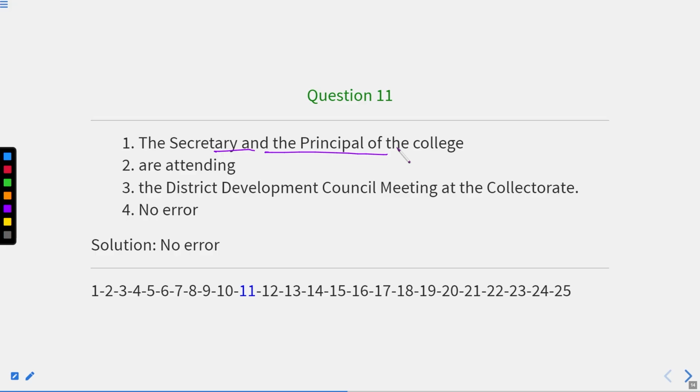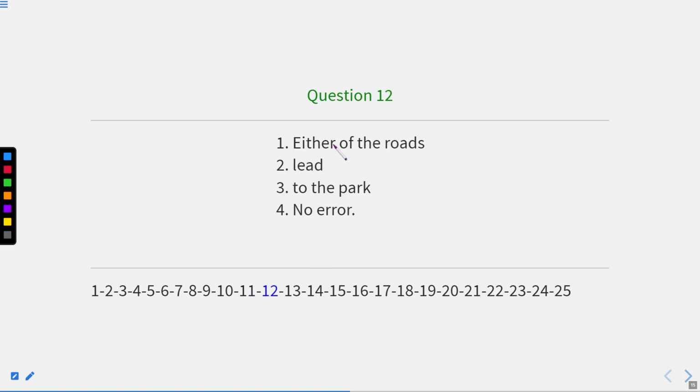Okay, now let us move to question number 12. Either of the roads lead to the park. Now, this either means when we talk about two things, and from these two we have to select one. Moreover, whenever we write either, neither, any one or none, any distributive pronoun, after this we write of, and after this we write a plural noun but a singular form of verb. Or you can say if either is followed by the preposition of, it should be followed by a plural noun but a singular form of verb. Because either makes a choice from the two.